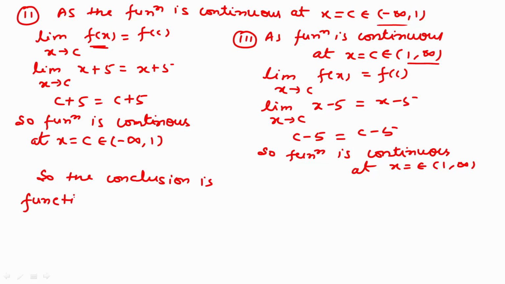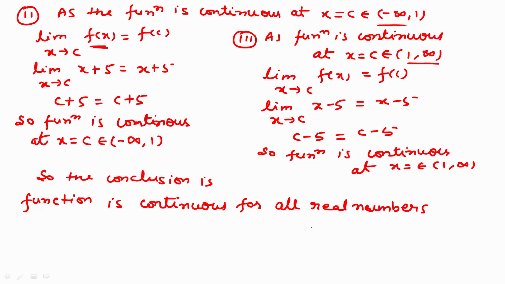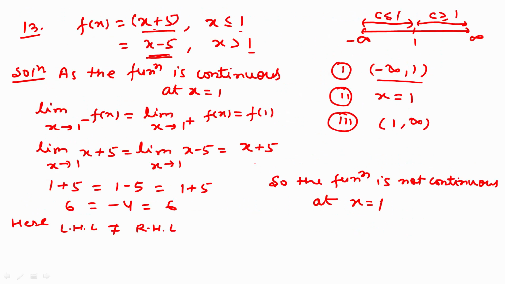Function is continuous for all real numbers excluding 1, or you can write like this: function is continuous for all real numbers except x is equal to 1, because for x is equal to 1, the function is not continuous.